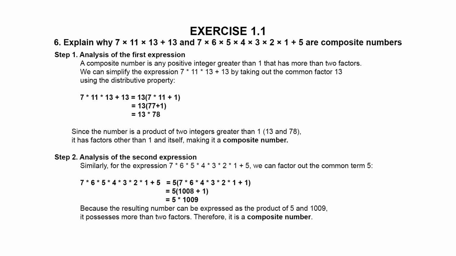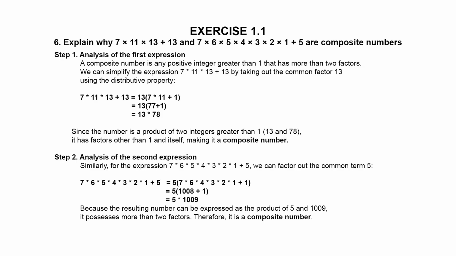We can simplify the expression 7 into 11 into 13 plus 13 by taking out the common factor 13 using the distributive property. 7 into 11 into 13 plus 13 is equal to 13 into (7 into 11 plus 1), which is equal to 13 into (77 plus 1), which is equal to 13 into 78. Since the number is a product of two integers greater than 1, 13 and 78, it has factors other than 1 and itself, making it a composite number.